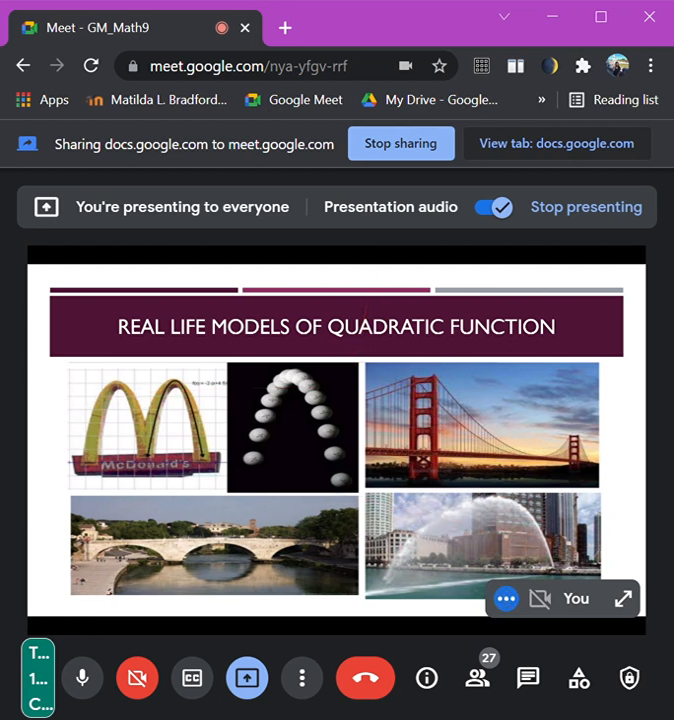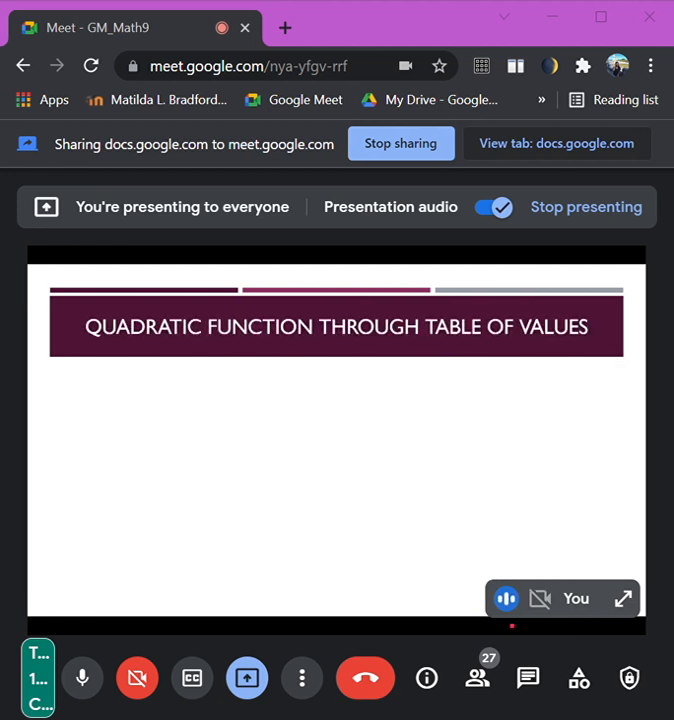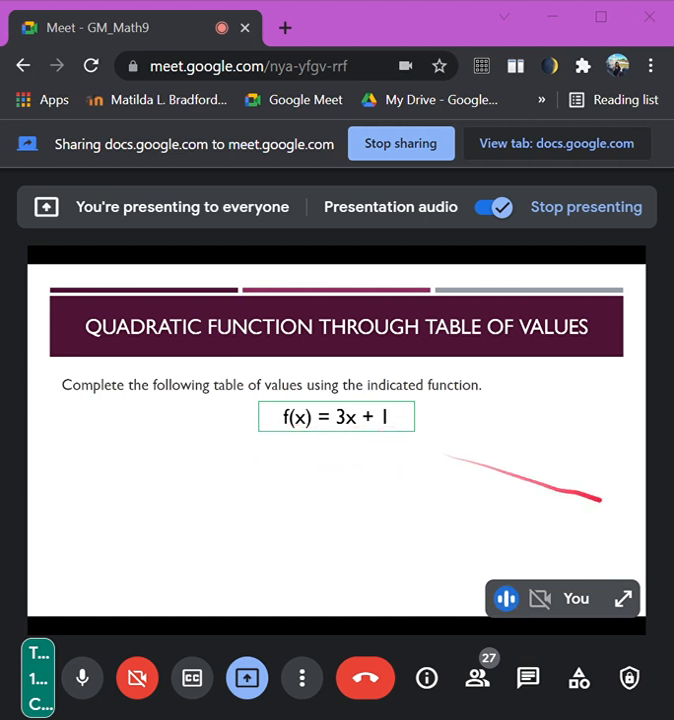So this time, we are going to have our quadratic function through a table of values. So we have here a given function, and then we are going to identify whether it indicates a quadratic function through a table of values. So we have here: complete the table of values using the indicated function. So let me show you this one. F of x is equal to 3x plus 1. Quadratic function, yes or no?